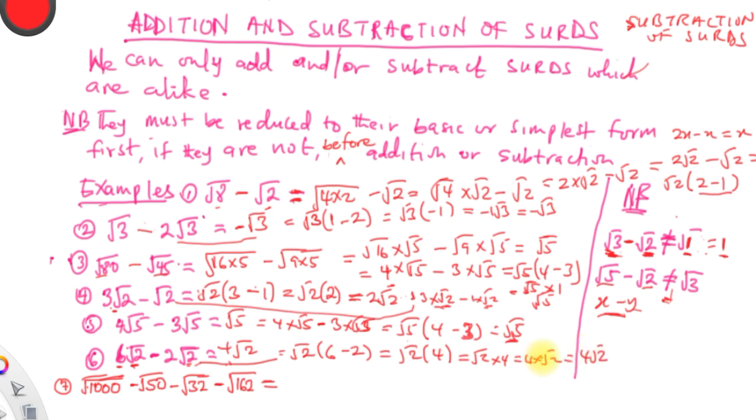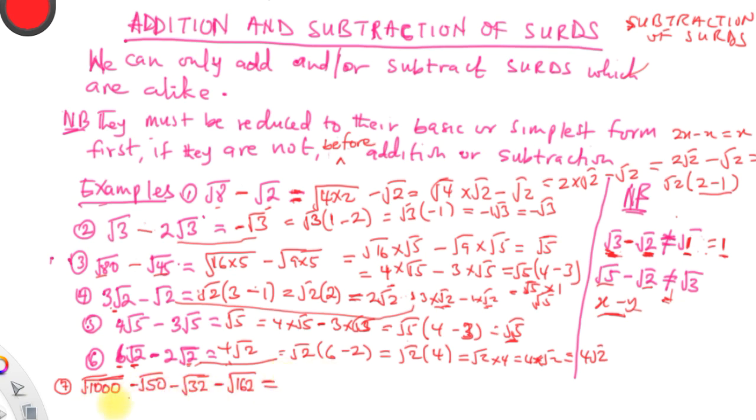Okay? That's very understandable, not difficult at all. Okay, so this is example 7 or exercise 7. So let's just solve this. We have the square root of 1000 minus square root of 50 minus square root of 32 minus square root of 162.